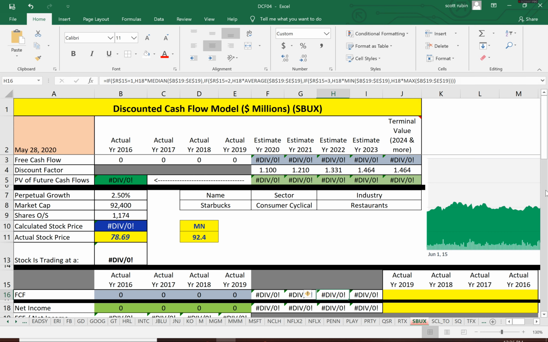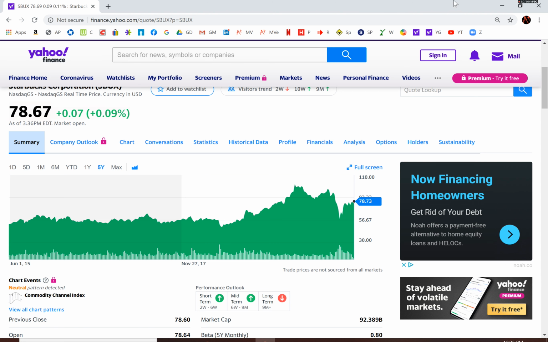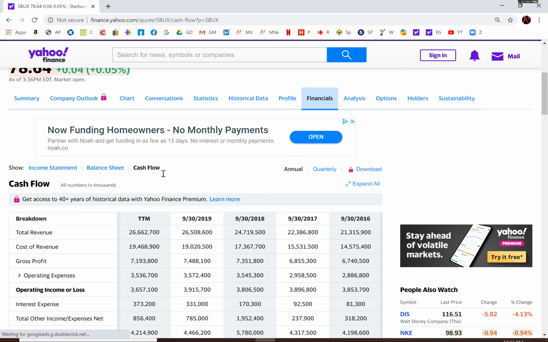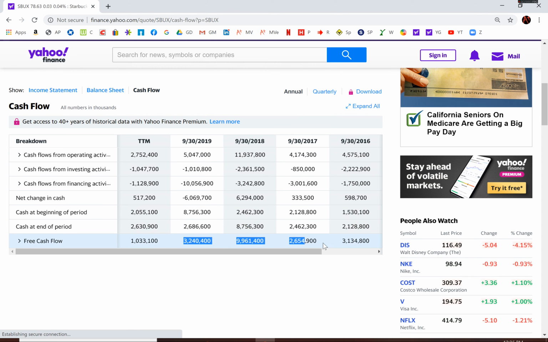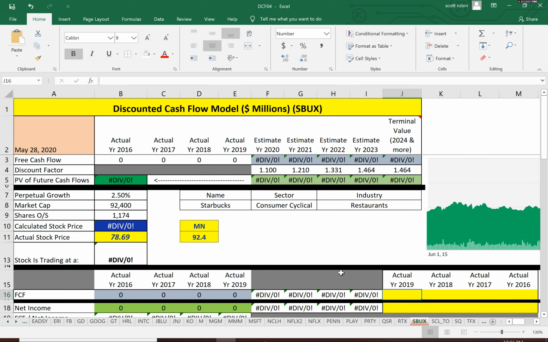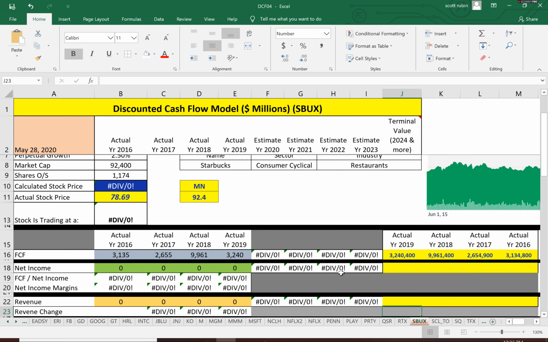Next, we need the free cash flows. Now, the best way to calculate the stock price for any company is to estimate their future free cash flows and then discount those amounts back to today's dollars. So that's why we're getting the FCF.